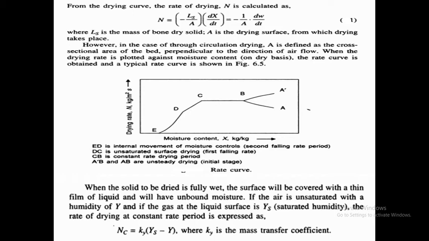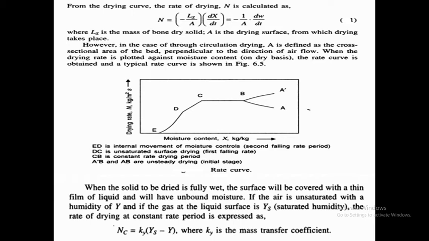So refer that when the solid to be dried is fully wet, the surface will be covered with a thin film of liquid and will have unbound moisture. What is unbound? Water evaporates easily, with a normal vapor pressure. There is no pressure depression of such water. Are you clear or not? Okay, that is unbound moisture.